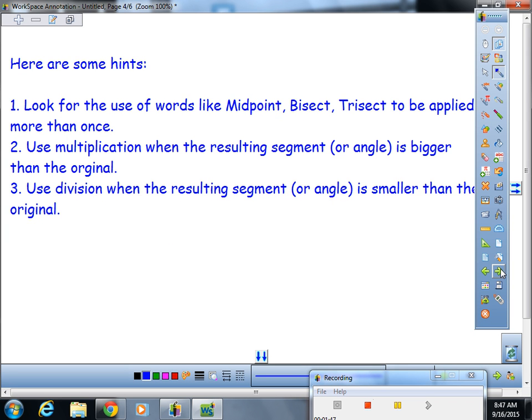So I've recopied those 3 hints out of your book. Okay? So number 1, look for the use of the words midpoint, bisect, and trisect more than once. Okay? If you see those words used more than once, you are absolutely going to use the multiplication or the division properties. And then if the resulting segment or angle is bigger, you've multiplied. If the resulting segment or angle is smaller, then you've used the division property. So that's what these are saying.